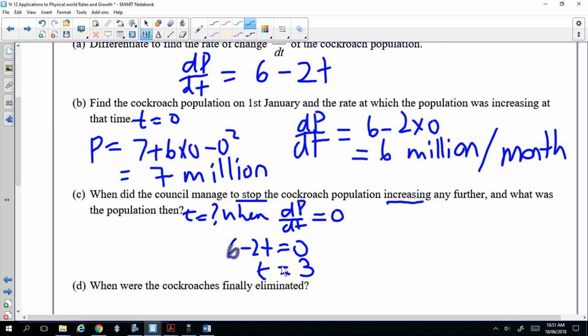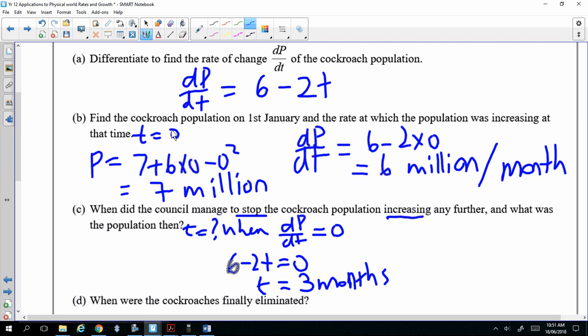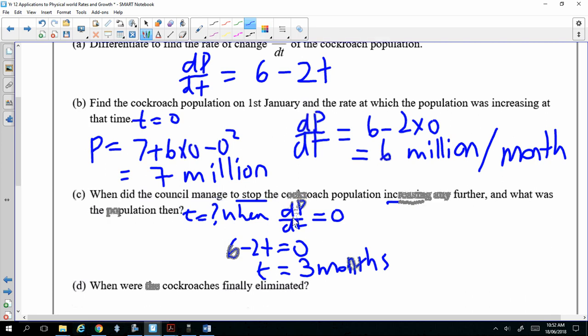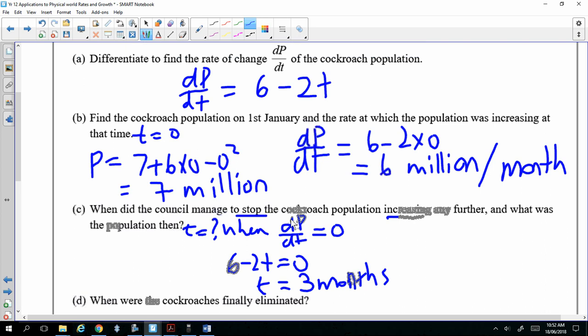So when will it be? Remember, when t is 0, it is 1st of January, so if after 3 months, what would that be? In March, or when will it be? Anyone? April, yeah. So just be careful.